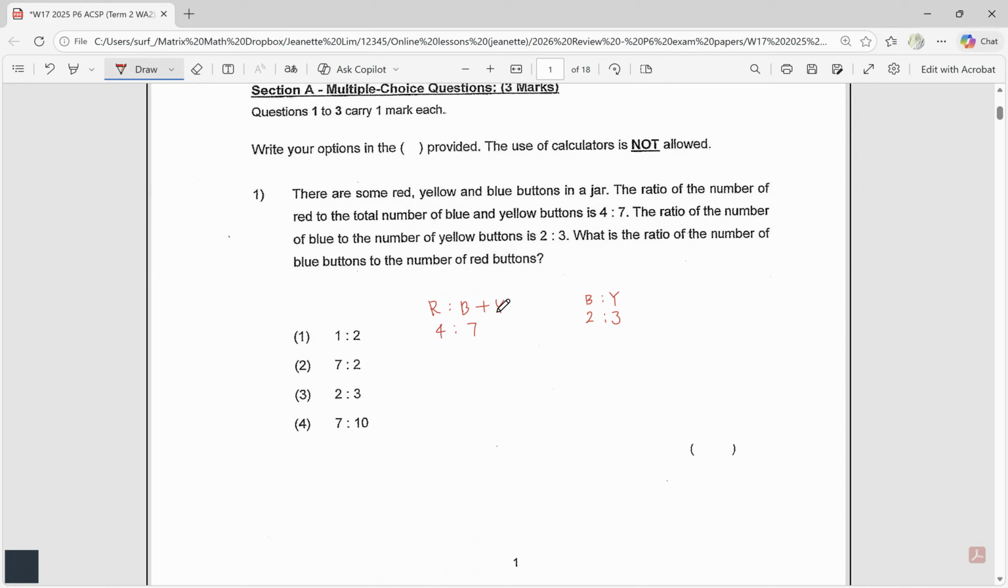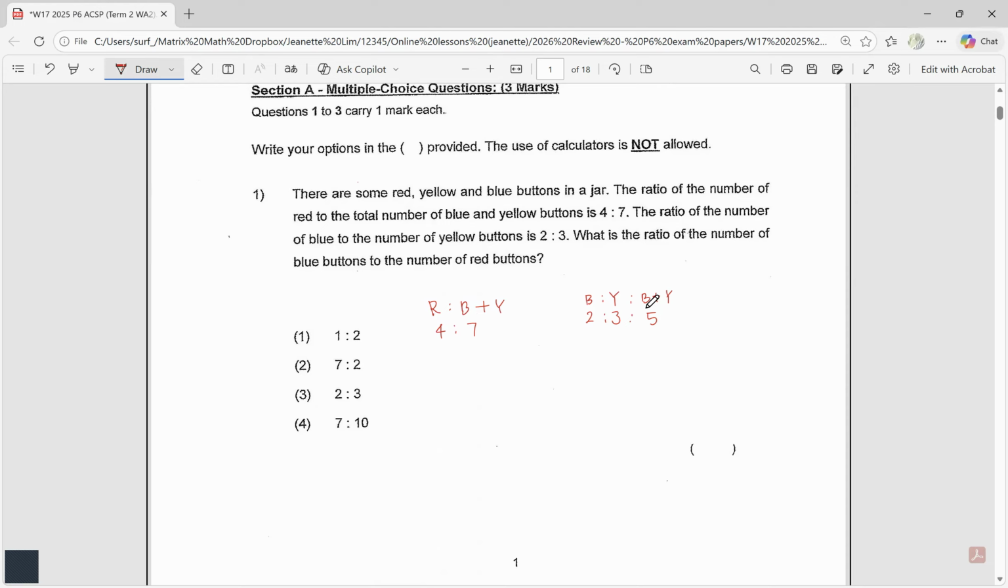So your blue and yellow over here is 7 units. Your blue and yellow here would be the sum of 2 and 3. So I will write B plus Y. Instead of writing total, I write B plus Y, because total may mean you add red as well. So B plus Y here is 5 units. You want to make it the same, because they represent the same thing. It's the sum of B and Y.